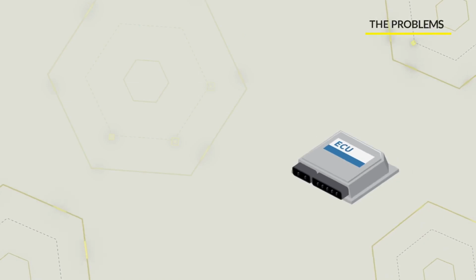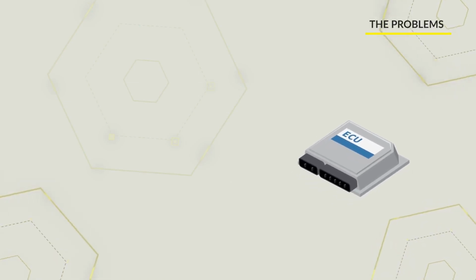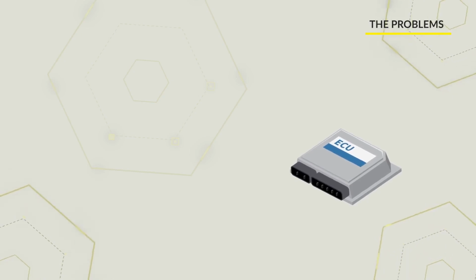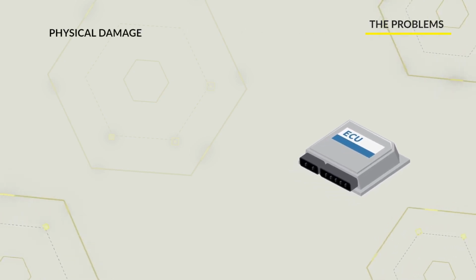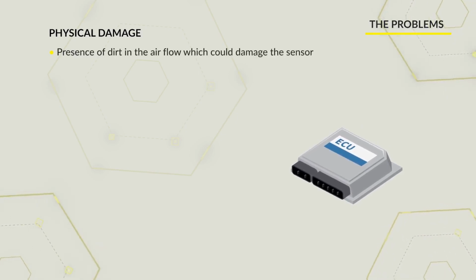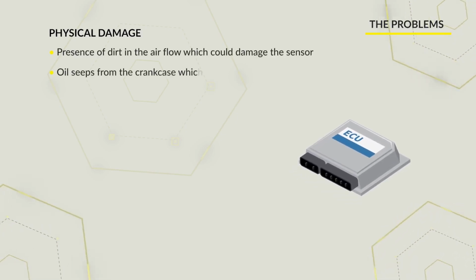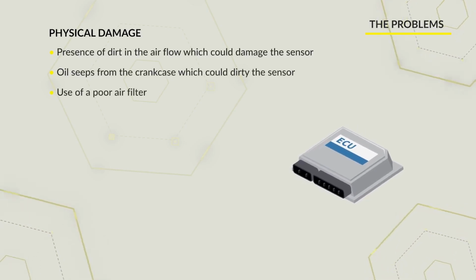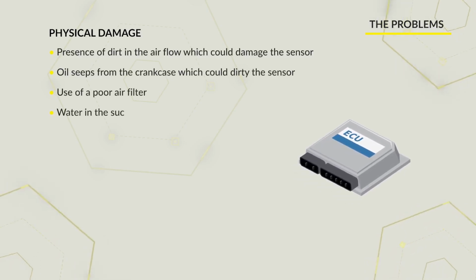It is very important to keep in mind that there are various problems related to this type of sensor. There may be errors in case of physical damage, such as presence of dirt in the airflow, which could damage the sensor, oil seeps from the crankcase, which could dirty the sensor, use of a poor air filter, water in the suction system.